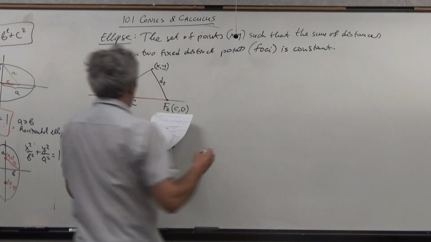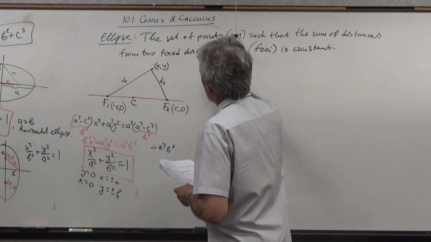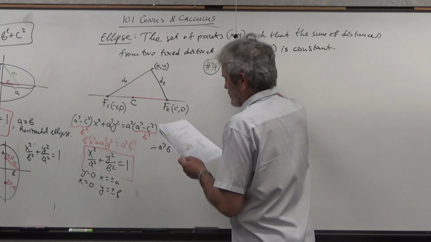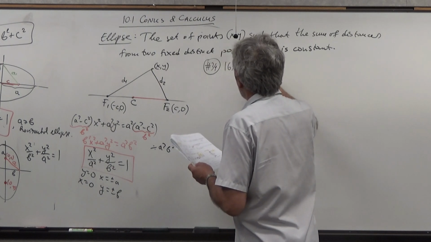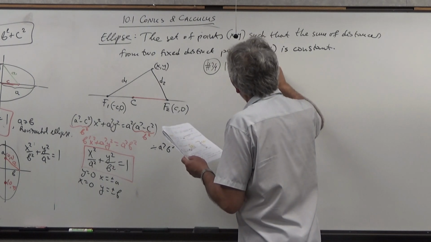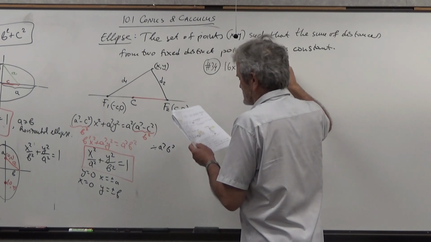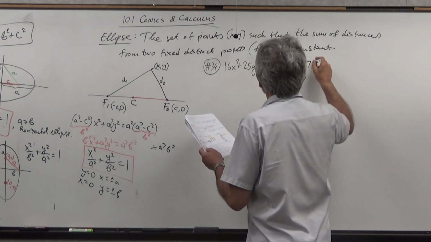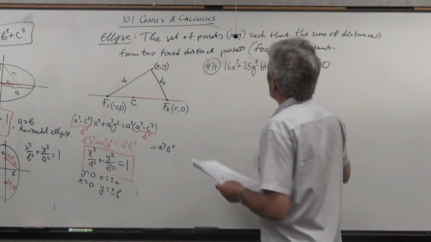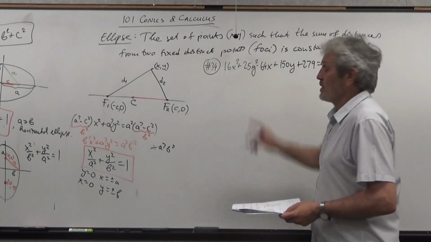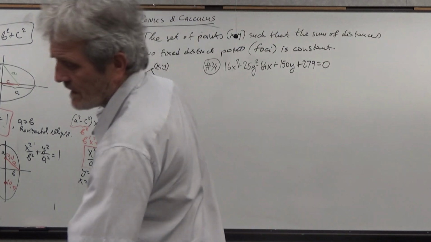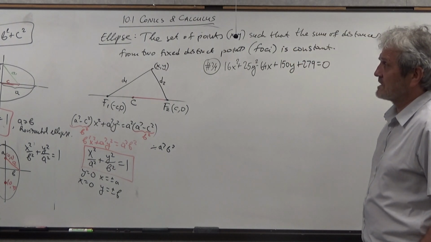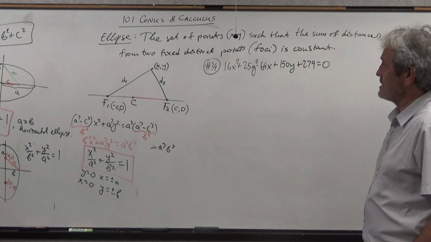So the first question would be number 34. We have an equation and we want to read our ellipse: 16x squared plus 25y squared minus 64x plus 150y plus 279 is 0. Since I see both squares with a plus, I know that it will be an ellipse. So I want to read the canonical form. I want to be able to read A, B, C, and everything.